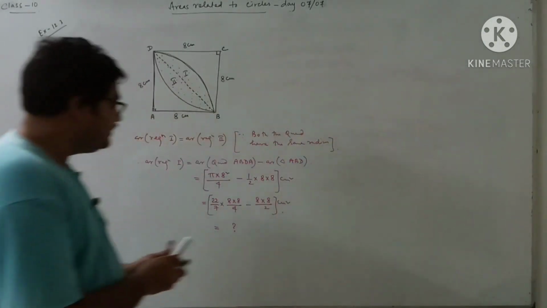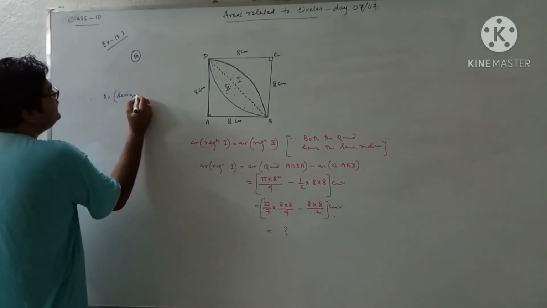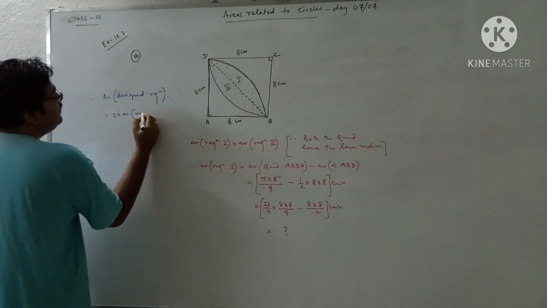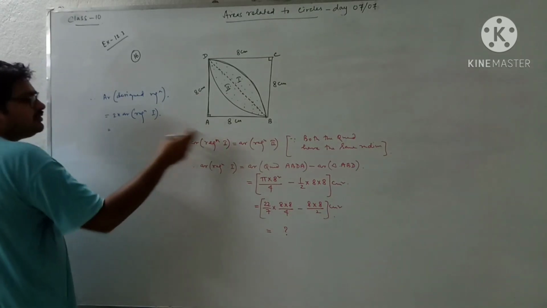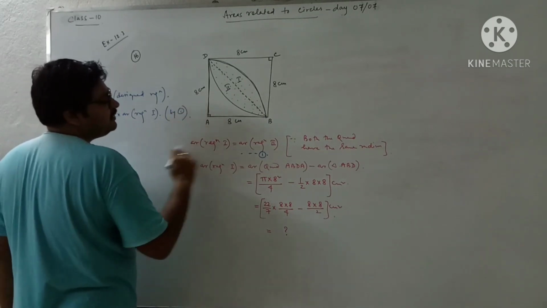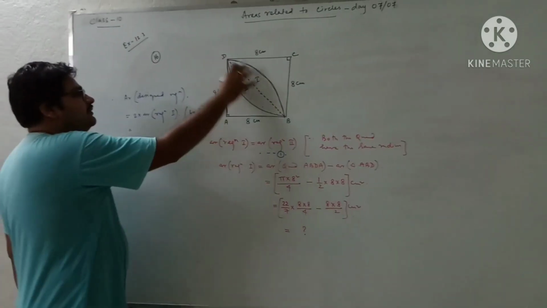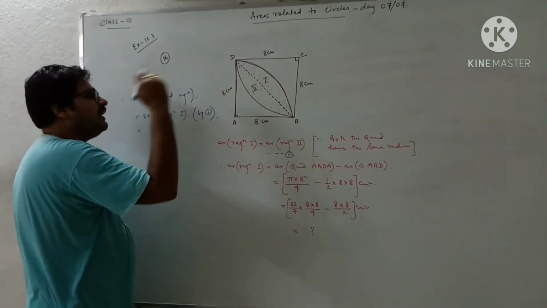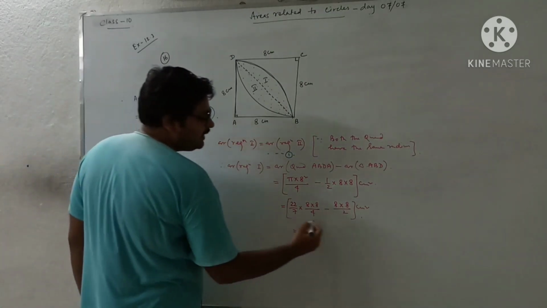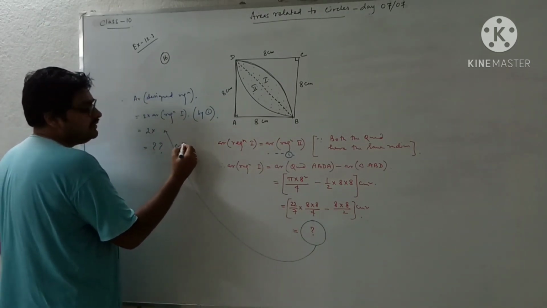So what do you write now? Therefore, the area of the design region will be 2 into the area of region 1. Because at first only we told that the areas of region 1 and region 2 are the same. So to find the area of the shaded region or the design region, we can directly do 2 into the area of region 1. So this answer you just put here, calculate and find your answer.